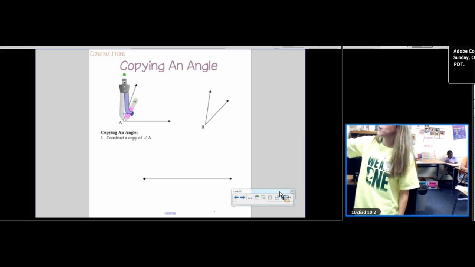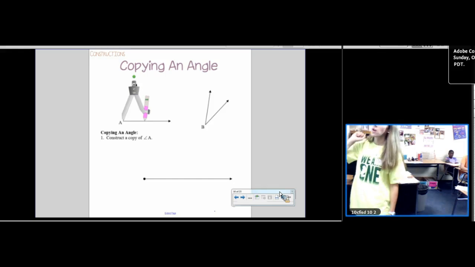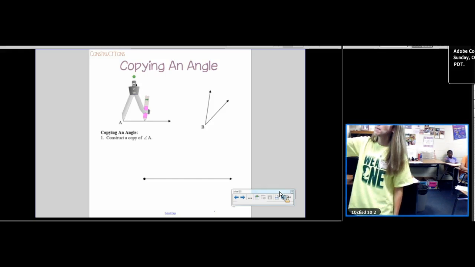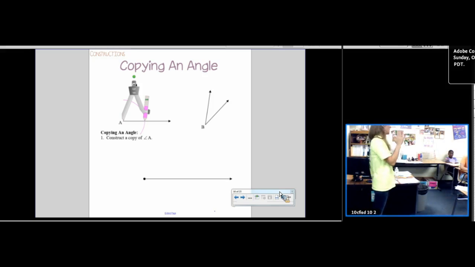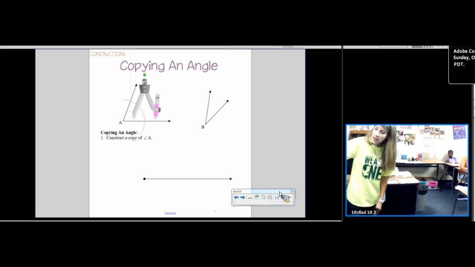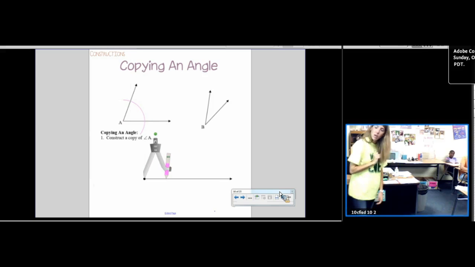So you're going to open your compass however much you want, and you're going to make an arc. Don't do it yet. You're going to keep your compass at the same setting. You're going to go down to your ray. You're going to put the needle on the vertex, and you're going to make that same arc. Okay, that's step 1.